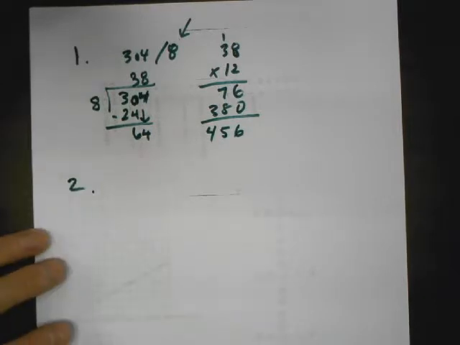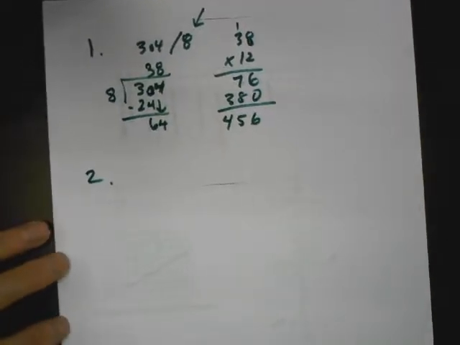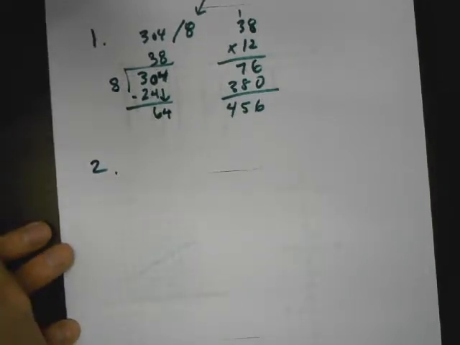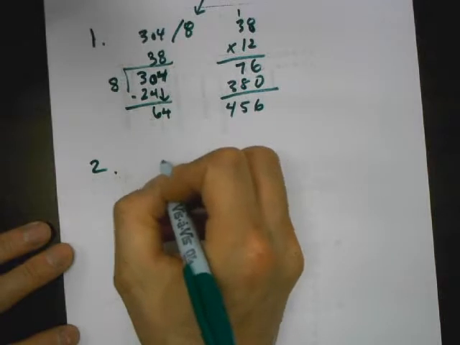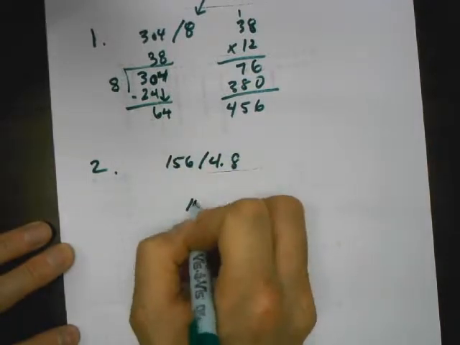Problem number 2. It says a car traveled at a constant speed for 156 miles on 4.8 gallons of gas. What is the unit rate? Okay, so we usually talk about miles per gallon in our society. So we put miles first, gallon second. So miles first, gallon second, and we divide in and out.